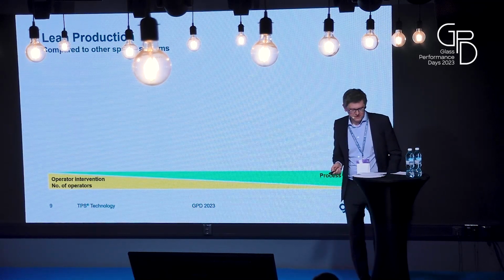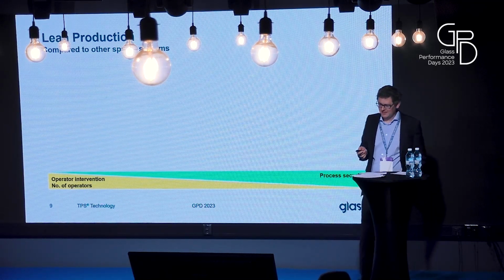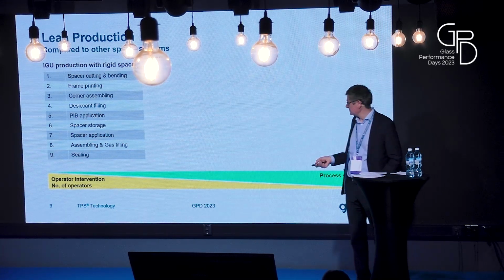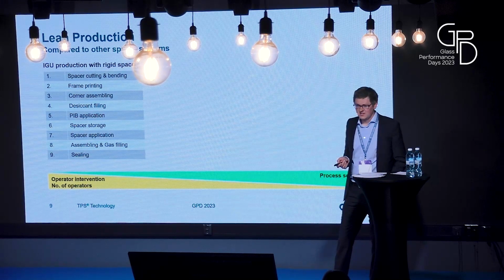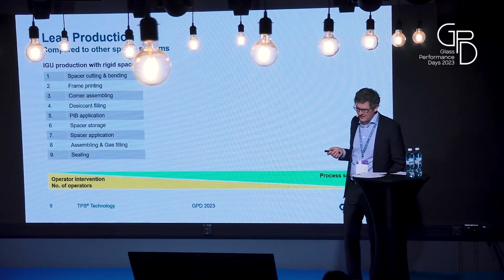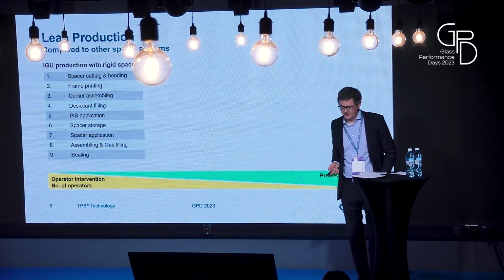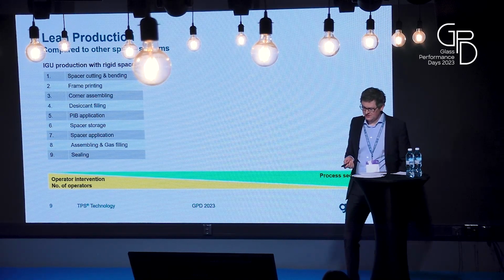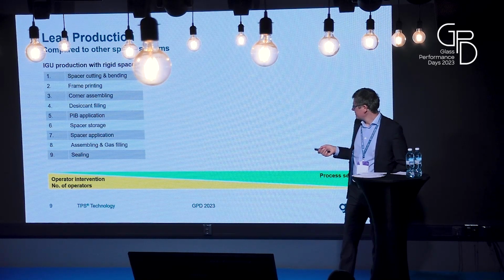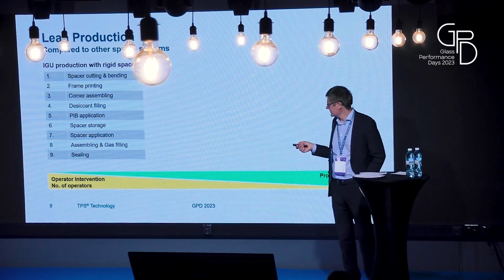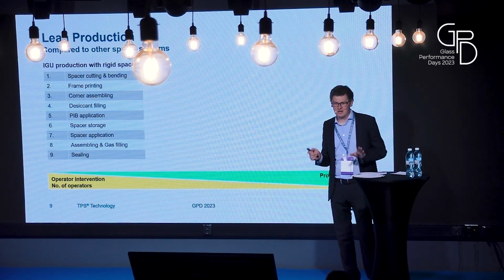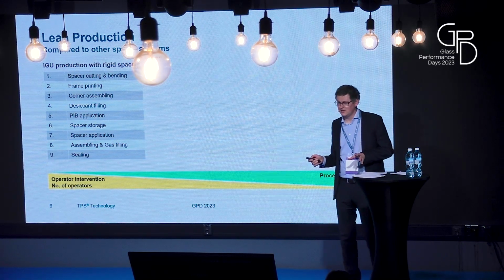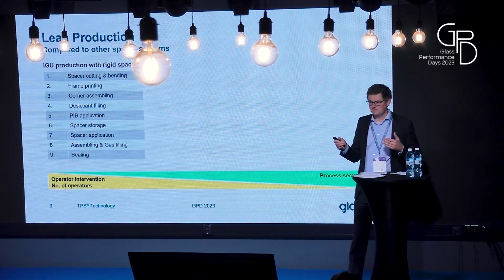On this slide, we compare different process steps from the beginning, from the spacer to the final IG unit. Let's start with a conventional IG production with rigid spacers. So the first step is spacer cutting and bending. Then we have the frame printing, corner assembling, desiccant filling, butyl application, spacer storage, spacer application to the glass, assembling and gas filling, and finally sealing. So we talk in total about 9 steps, which should be under control to guarantee a good quality of the final IG unit.